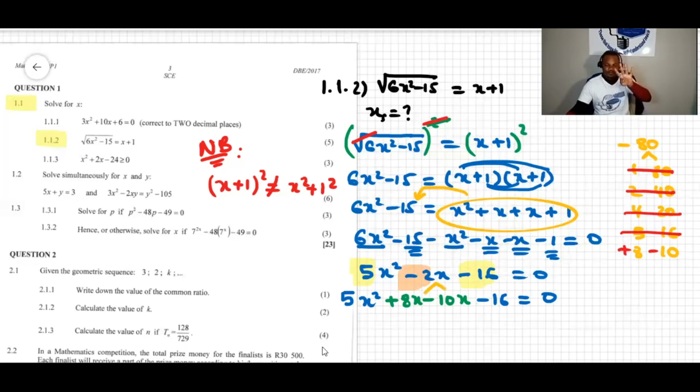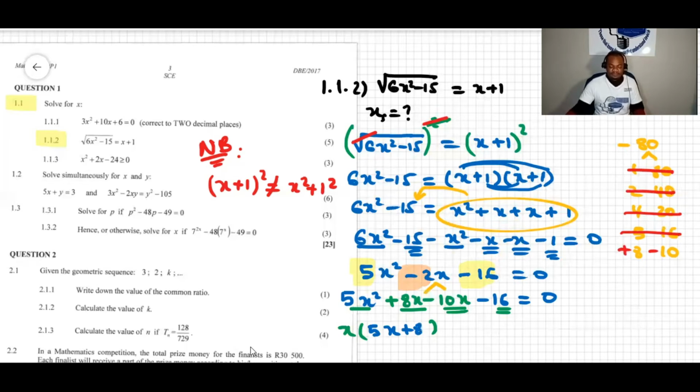Okay, now that I have 4 terms, it's easier for me to factorize by grouping. I can just group the first two with the last two. Now over here, I'll take what is common between this term and that term, and then between these 2 terms. What is common between these 2 terms is just x, right? So I'm going to take x as a common factor. In the bracket, there must be 5x plus 8.